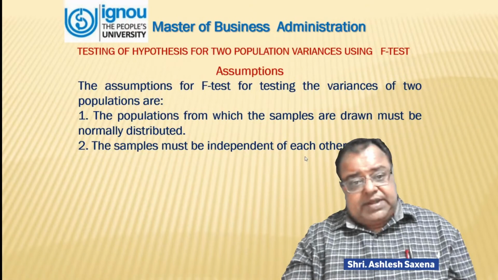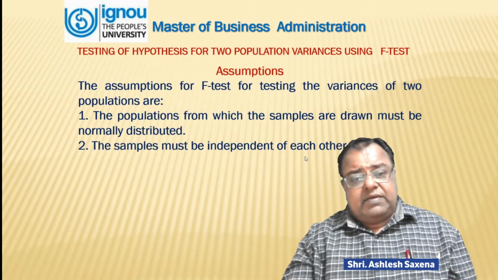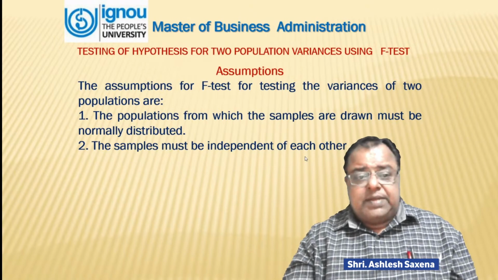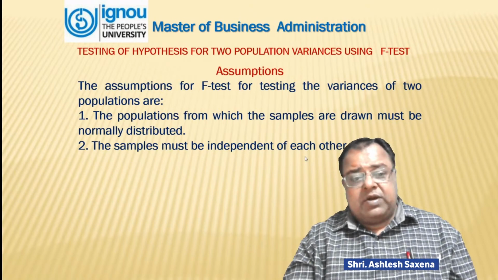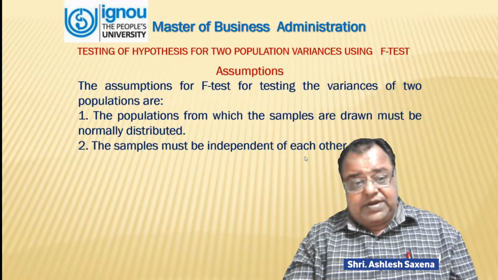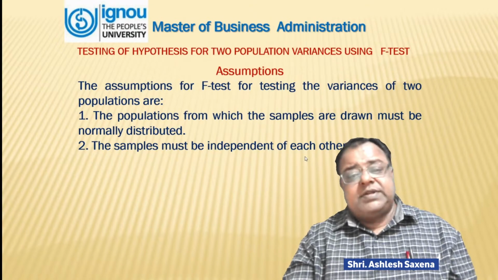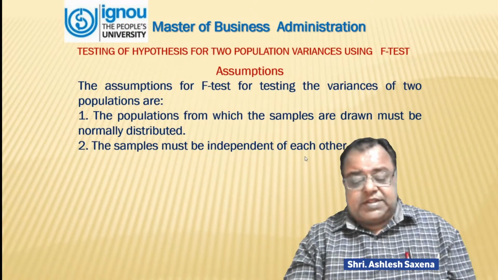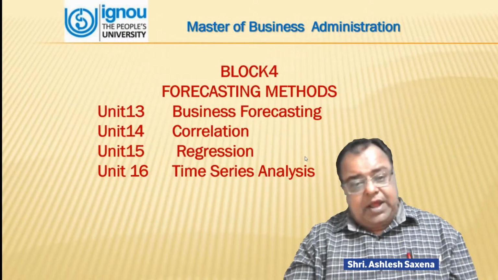What are the assumptions? The assumptions for the F-test for testing the variances of two populations are: number one, the populations from which the samples are drawn must be normally distributed, and the samples must be independent of each other.